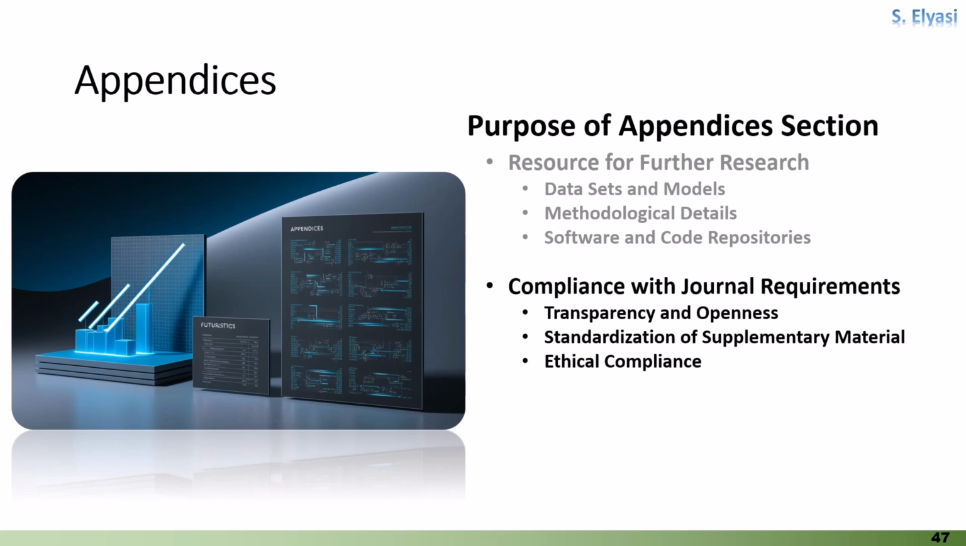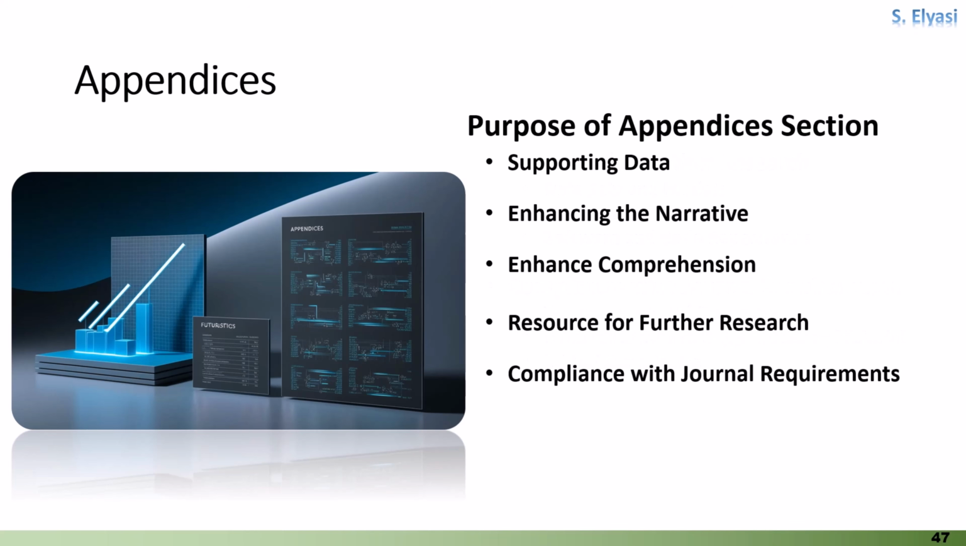Ethical compliance. Detailed ethical statements, informed consent forms, and institutional review board approvals are crucial for studies involving human or animal subjects. Including these in appendices helps meet journal and legal requirements, ensuring that the research adheres to ethical standards.